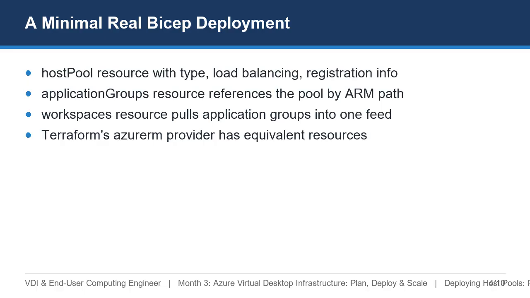A minimal deployment declares a host pool resource with its type, load balancing algorithm, and registration info, an application group resource that references the host pool by its ARM path, and a workspace resource that pulls the application group into the user's feed. If your organization standardizes on Terraform instead, the AzureRM provider has equivalent resources mapping onto the same underlying resource provider. The architecture decisions are identical either way, it's purely a tooling choice.